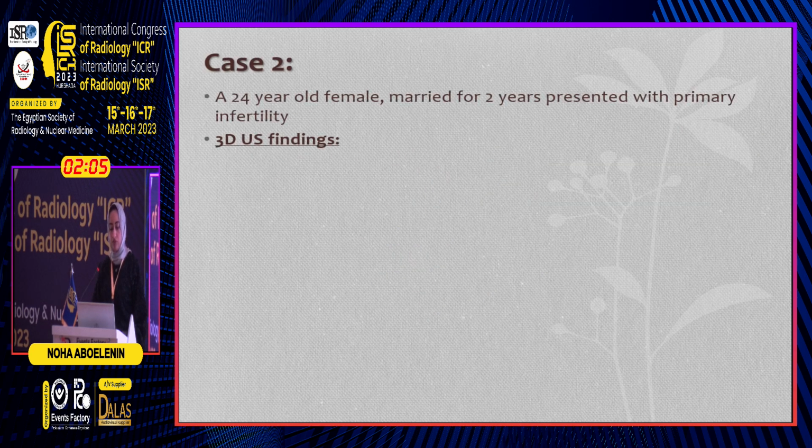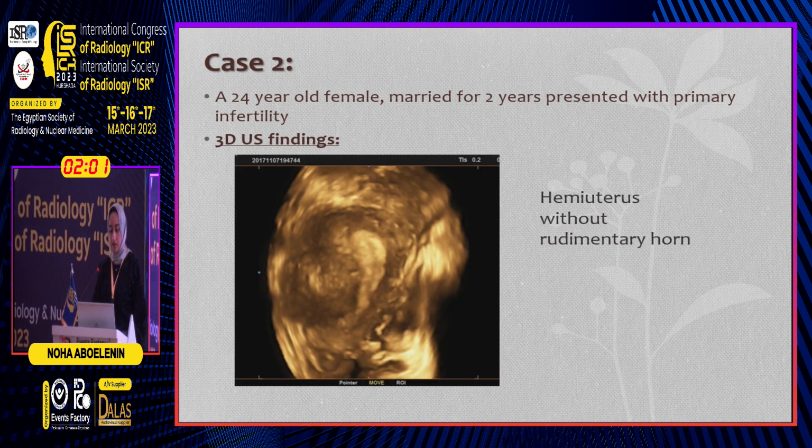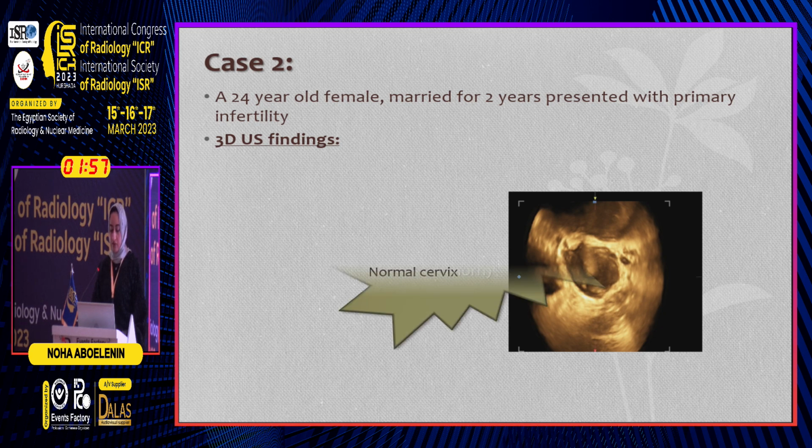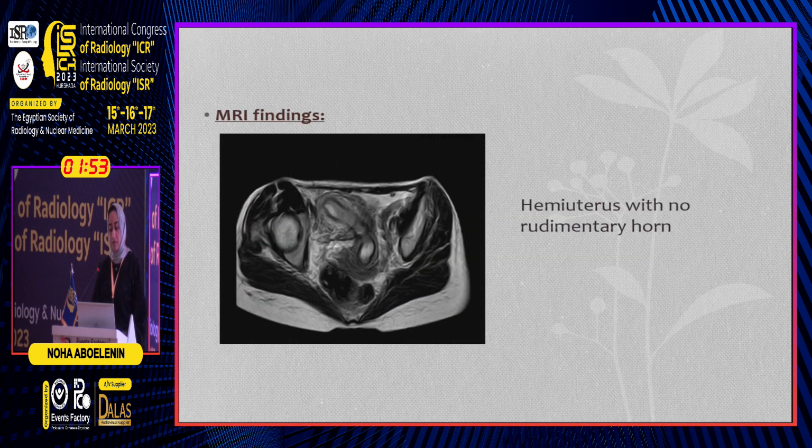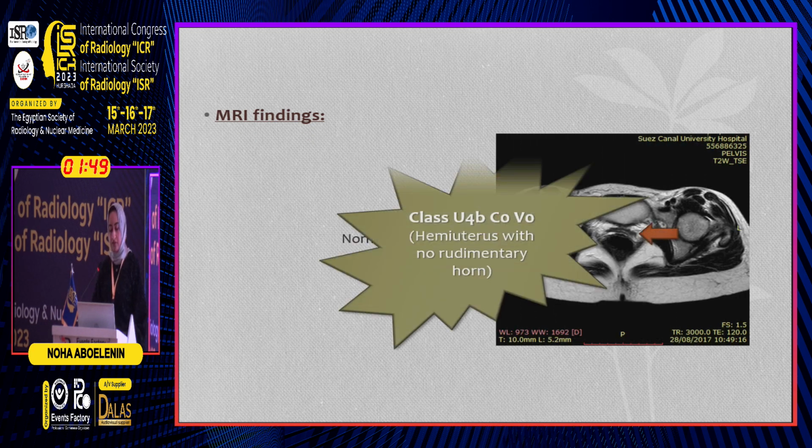Case number 2, a 24-year-old female married for 2 years presented with primary infertility. The 3D ultrasound showed a hemiuterus without rudimentary horn and a normal cervix, and the diagnosis of hemiuterus with no rudimentary horn was given. And the MRI here confirms the findings and a normal cervix, and the same diagnosis was given.